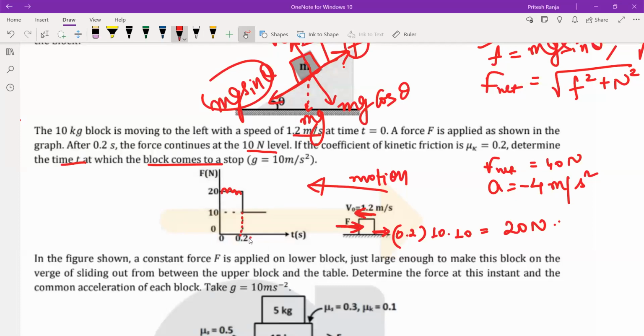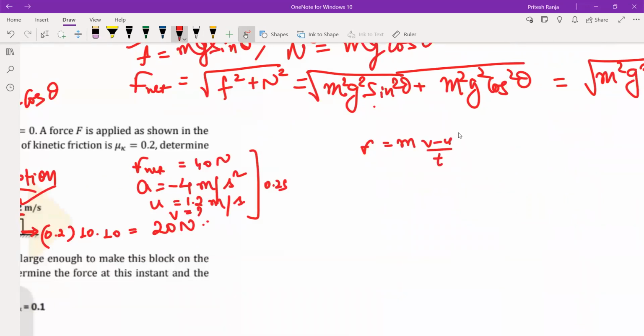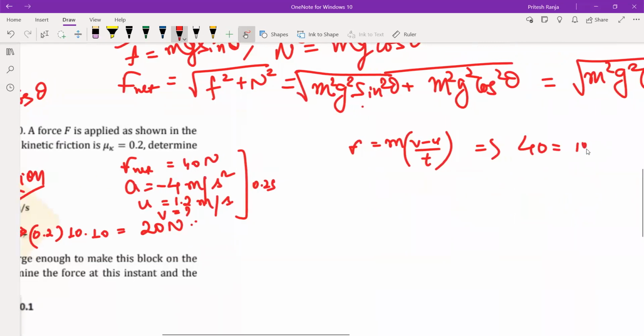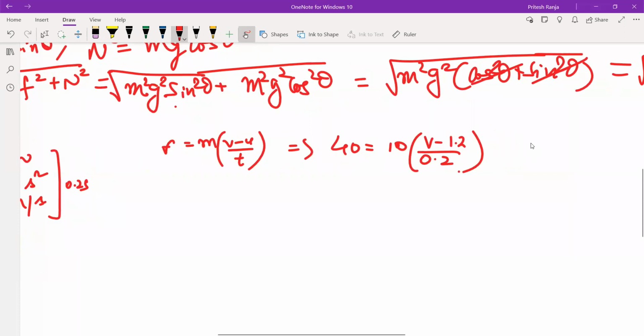So now till the time 0.2 seconds, force of 20 Newton is acting. So let us find the speed. तो यहाँ पर initial velocity क्या है? 1.2. So we will find the final velocity. What is the time? 0.2 seconds. So just relate. F is equal to m v minus u by t. You put the value here. 40 is equal to m is 10. V we have to find minus 1.2 by 0.2. So if you solve this, we will get V as 2 meter per second, right?